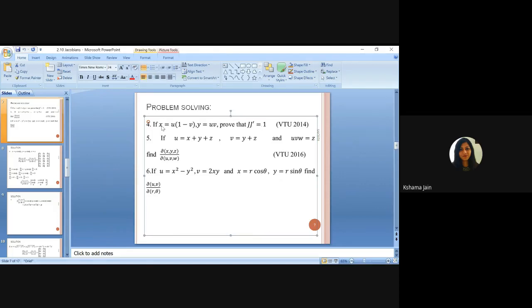Here we can find out j easily. J means del x by del u in the first row and del x by del v. Second row del y by del u and del y by del v. Easily you can do that. Okay. Now the question comes how to find j dash.